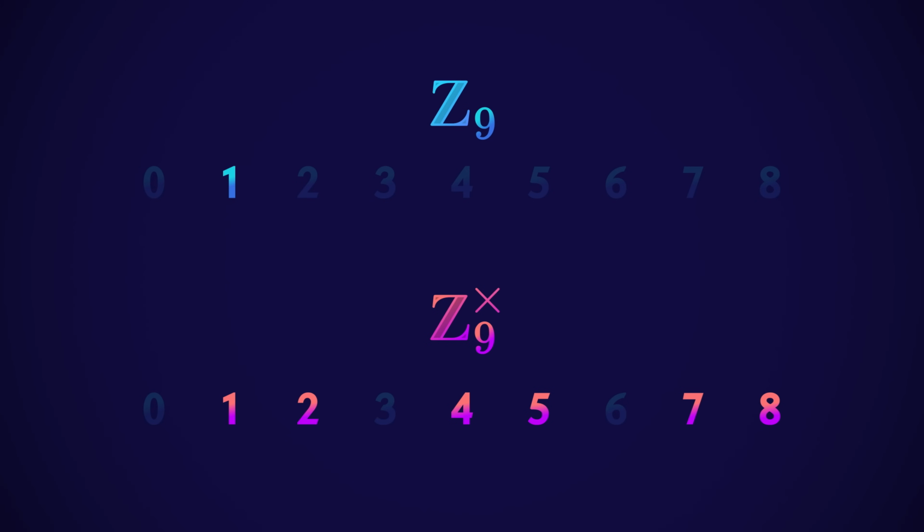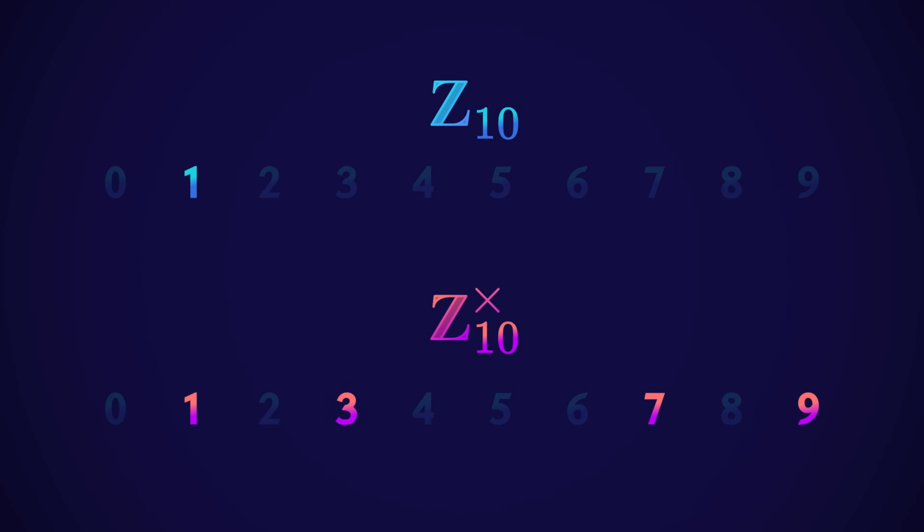And this is not unique to Z9. If we had done this with other cyclic groups, their automorphism groups would have always come out like the multiplicative group. So the question is, why? Here's where I'm trying to go with this.